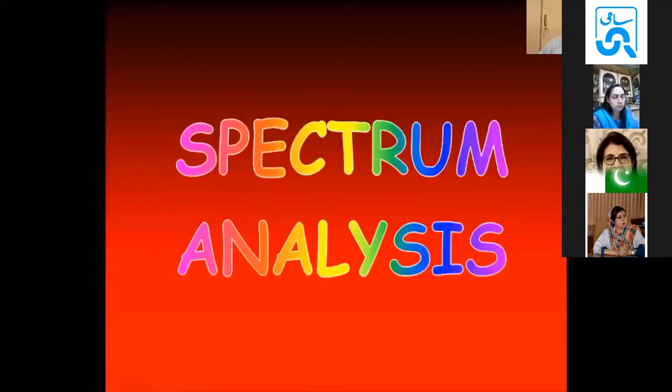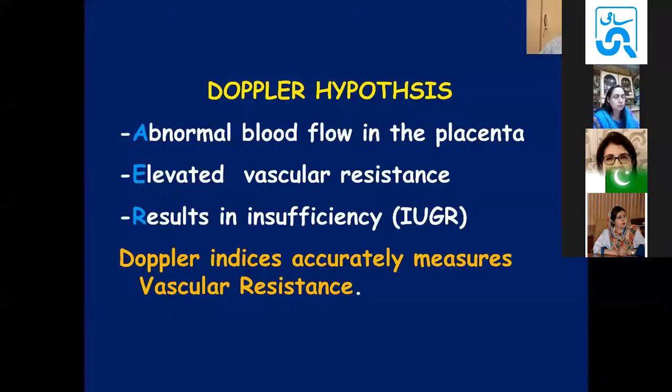So as I said, the spectrum analysis is the most crucial part in the color Doppler, so we must know more about it. The Doppler hypothesis is determining abnormal blood flow in the placenta, elevated vascular resistance, which results in insufficiency, and I put it in IUGR in brackets, because Doppler diagnoses insufficiency, not IUGR, but insufficiency leads to IUGR. That's why we use it interchangeably. Doppler showed IUGR, or Doppler showed insufficiency.